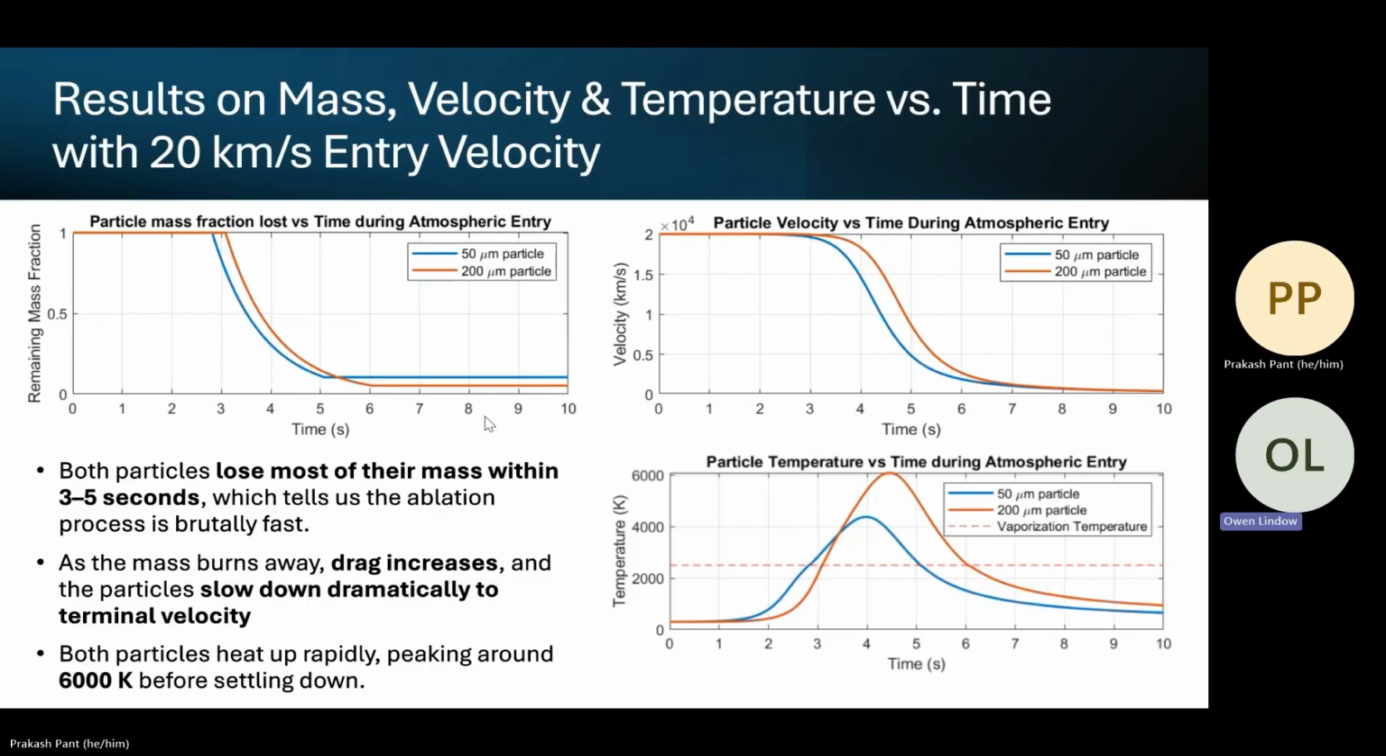So here we have some results for a 50 and a 200 micrometer particle that enters at 200 kilometers per second. If we look down at the bottom right graph, it shows the temperature over time of each of the two particles, and they are only above the melting point temperature, so they're only ablating, for about 3 seconds, which is pretty fast. And on the top left, we see that the larger particle loses a larger proportion of its mass over the ablation period.